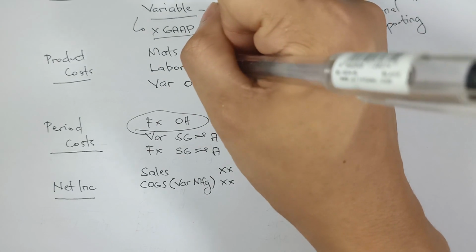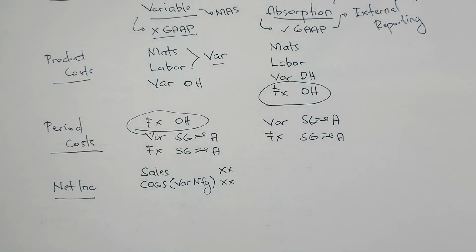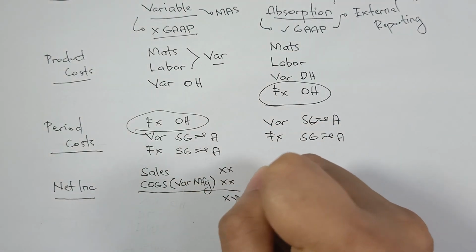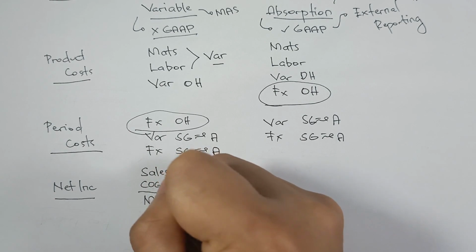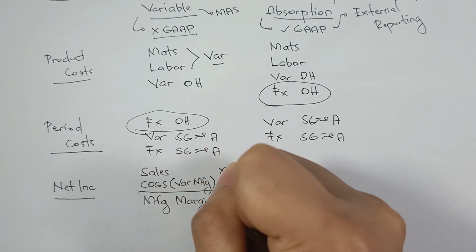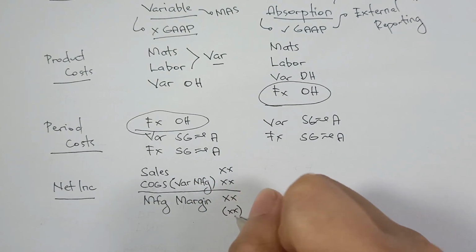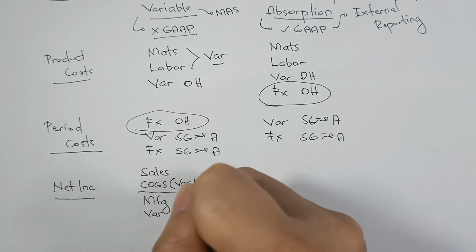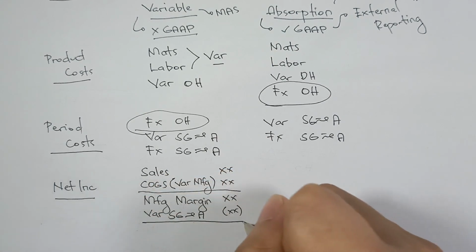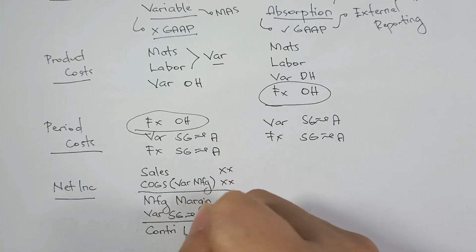See to it that material and labor are both variable cost. So when you remove that, what we call this is not gross profit but rather manufacturing margin. And then minus the variable selling, general, and administrative expenses, we get the contribution margin.